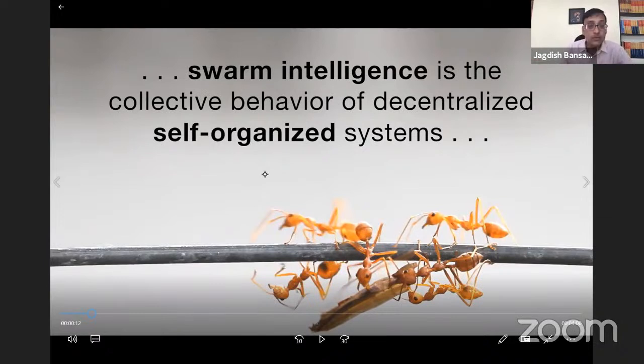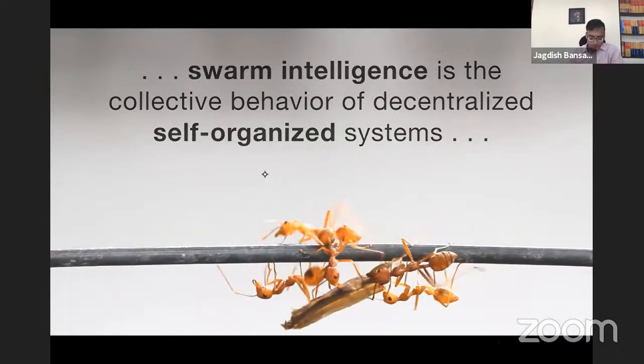Because the ants know that I am a part of this colony. If this dead insect reaches my home, or that particular place where their nest is, I will also enjoy this insect. This will be food for me also. So let's work together. So this is the self-organized system. Listen carefully.